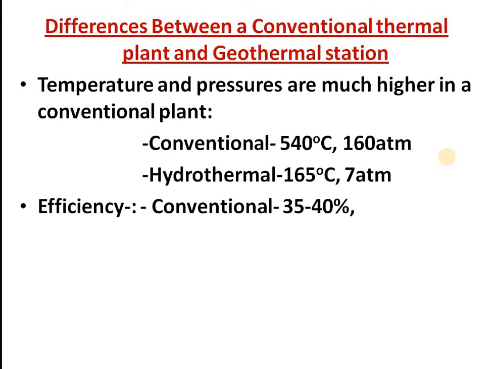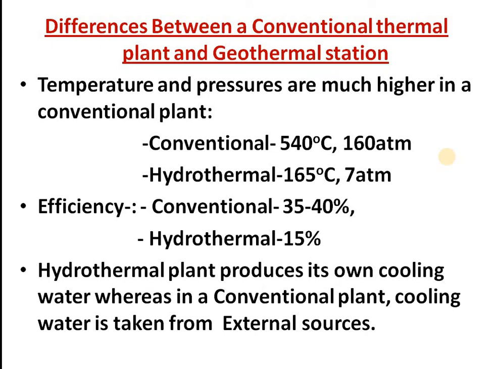And the efficiency of a conventional plant ranges from 35 to 40%, whereas for a hydrothermal plant it may be as low as 15% only. Okay, much less than that of a conventional coal-based thermal power plant. This is yet another difference. Okay, and a hydrothermal plant produces its own cooling water, whereas in a conventional plant, cooling water is taken from external sources. Okay, so that is another difference. Okay, these are the few differences between conventional thermal power plant and geothermal power plant.